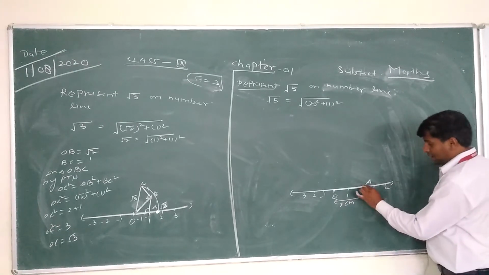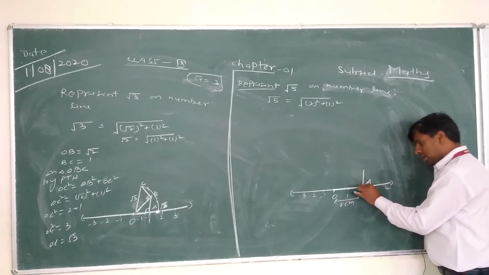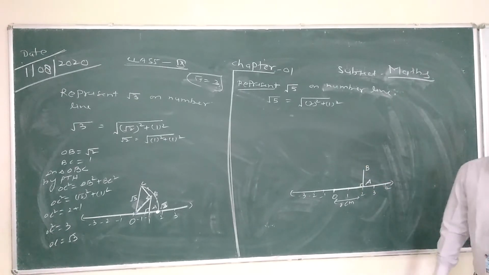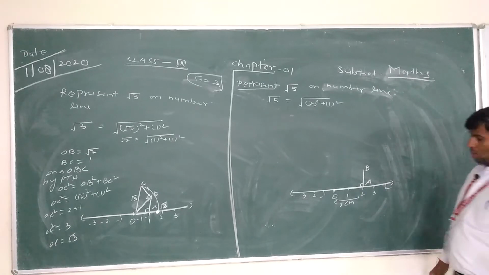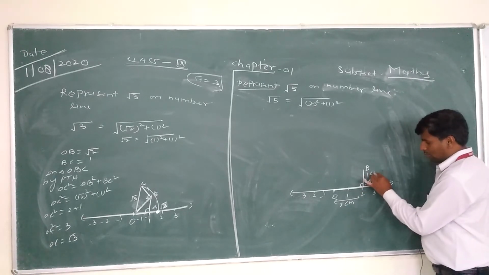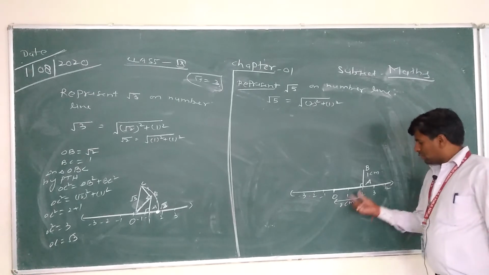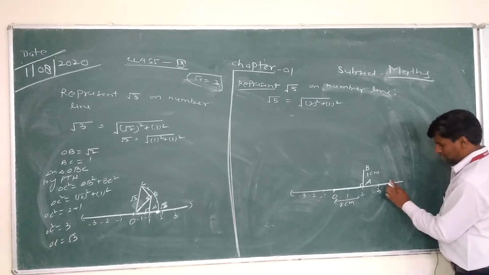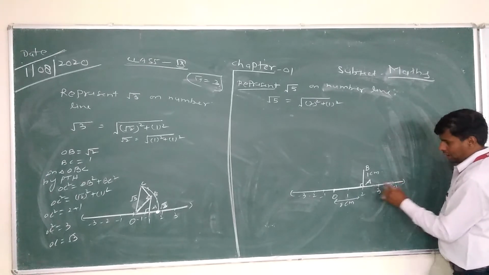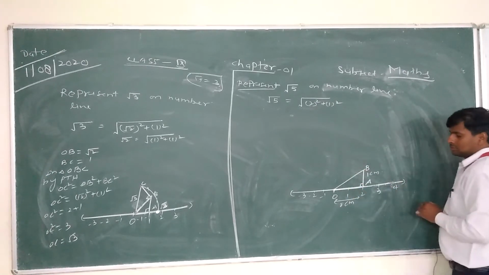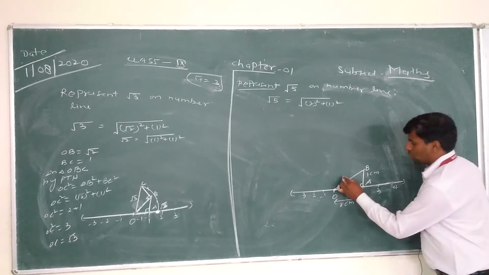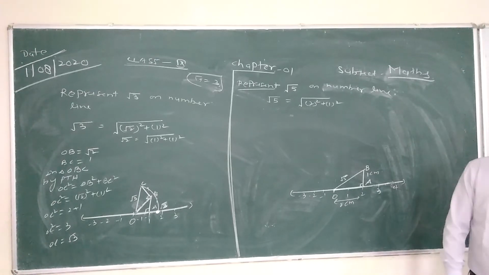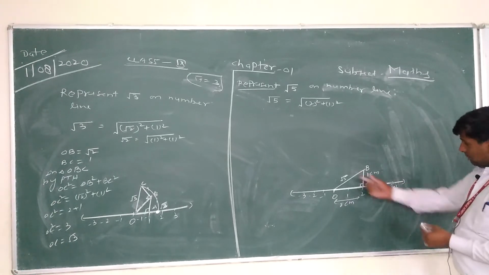Then at the point A, draw a line AB which makes a 90-degree angle with OA. It means we draw a perpendicular to OA. That is 1 centimeter. This is 2, this is 1. Then join OB. This is 2, this is 1, so OB can represent root of 5. How is this root of 5?